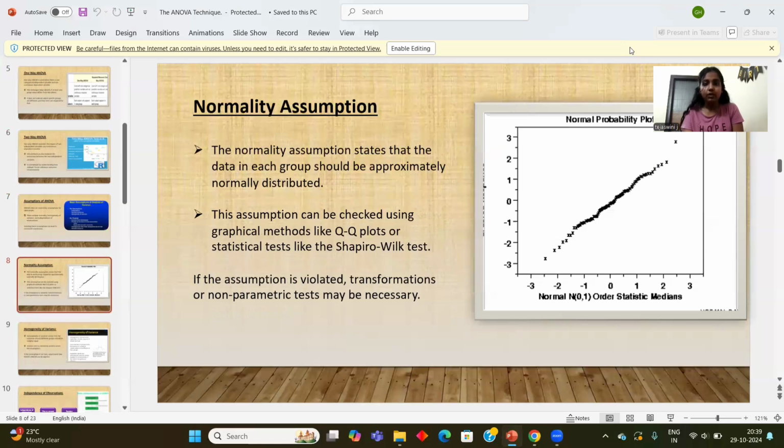Normality assumption. The normality assumption states that the data in each group should be approximately normally distributed. This assumption can be checked using graphical methods like QQ plots or statistical tests like the Shapiro-Wilk test. If the assumption is violated, transformations or non-parametric tests may be necessary.